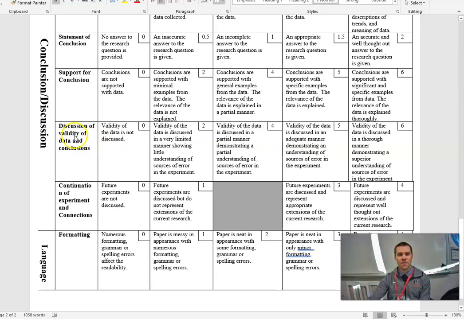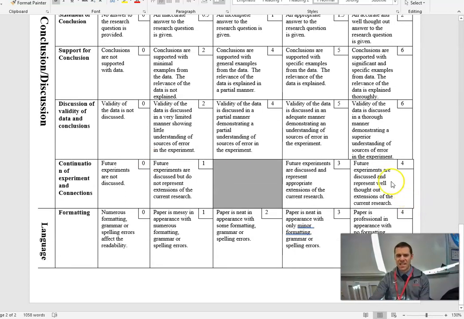Was the data that you collected valid? Was it accurate? Was there any outliers? Would there be ways to improve this validity of that data collection? And then a continuation of the experiment. So is there other real life examples that you were not really observing in this controlled lab environment that might be applicable to the outside world?